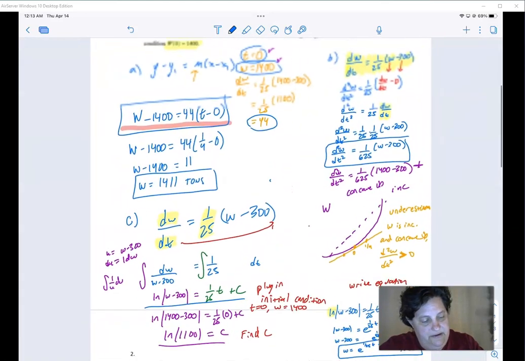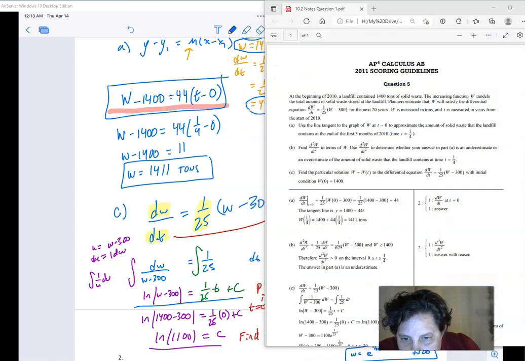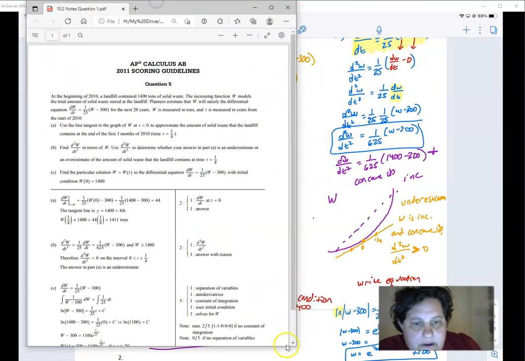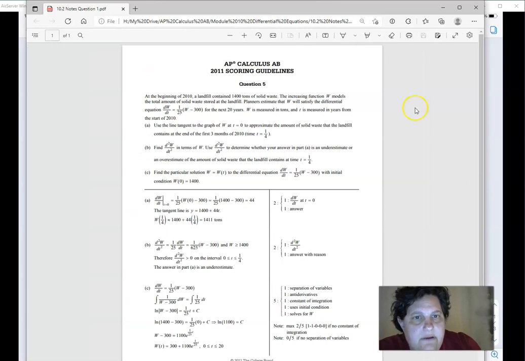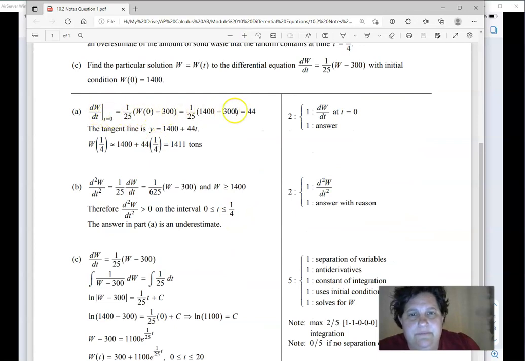Now, let's take a second and look at how the points play out for this one, all right? Okay, let me make this a little bit bigger so you guys can see it. Zoom in a bit. All right, so there's my question. Look at part A right here. Follow this along with me. We got a point for finding dw dt at time 0. So if you found the derivative at time 0, where you plugged in 1400, that's a point. We got a point for the tangent line approximation, getting 4111 tons. So that one was 2 points.